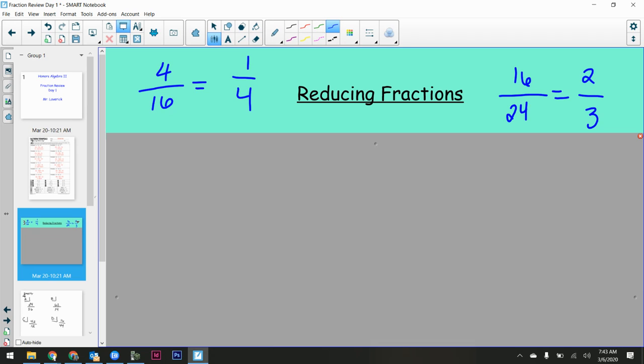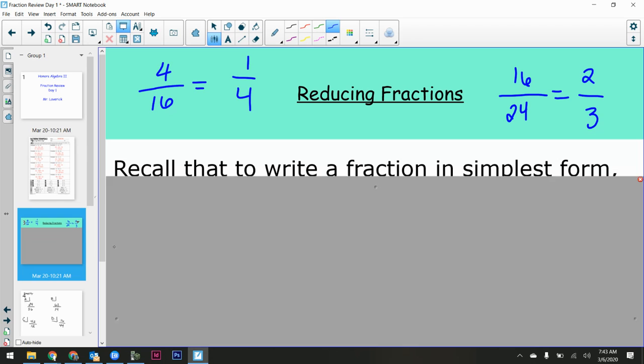Okay? Some of you may have thought, oh, we can divide them both by 2. Well, then we would get 8/12, so we can divide them both by 2 again. And then we get 4/6, and then divide them both by 2 again and get 2/3. Yeah, that works too, because 2 to the third is 8, right?